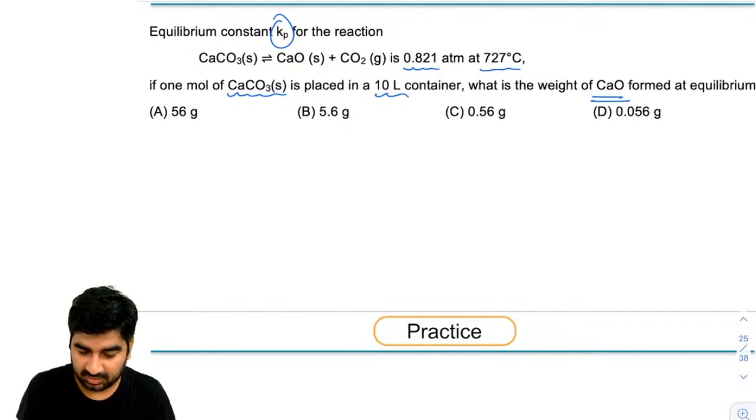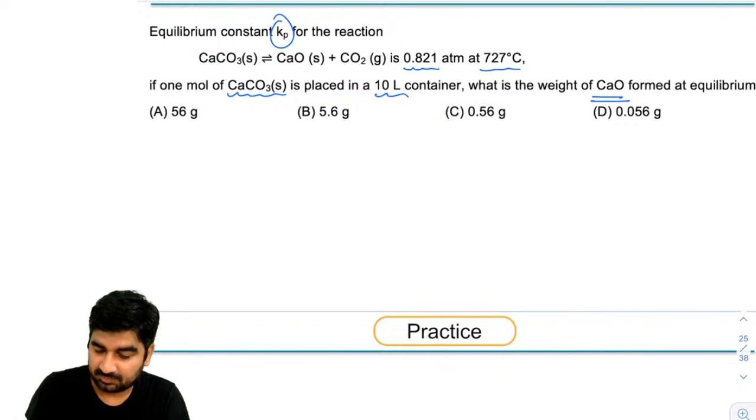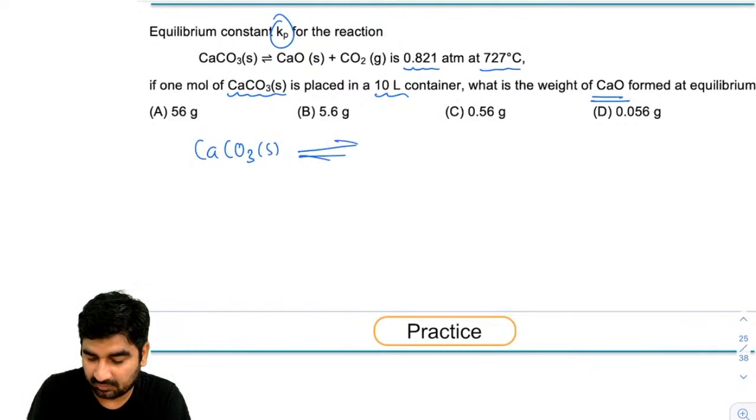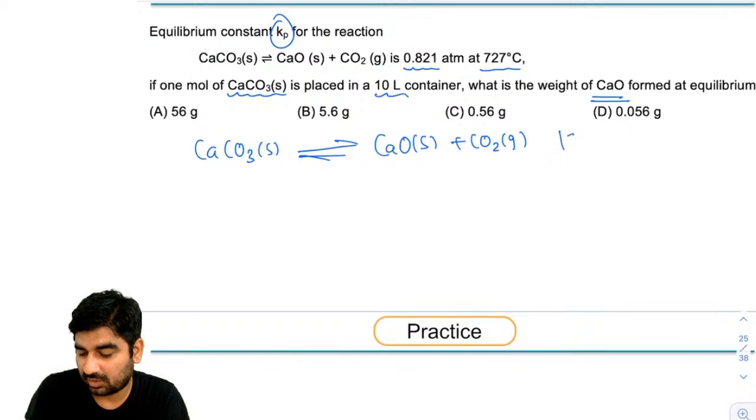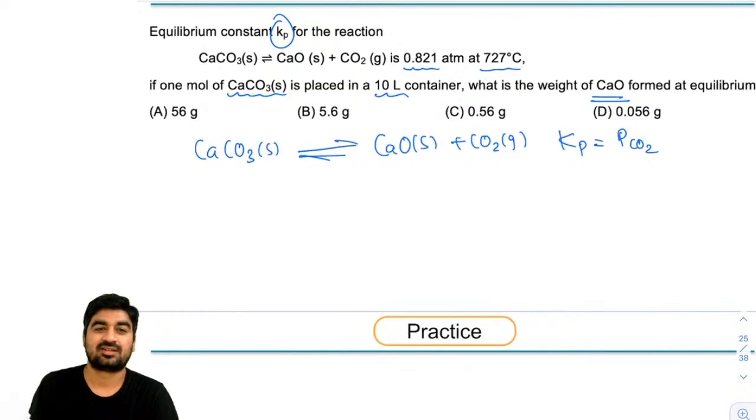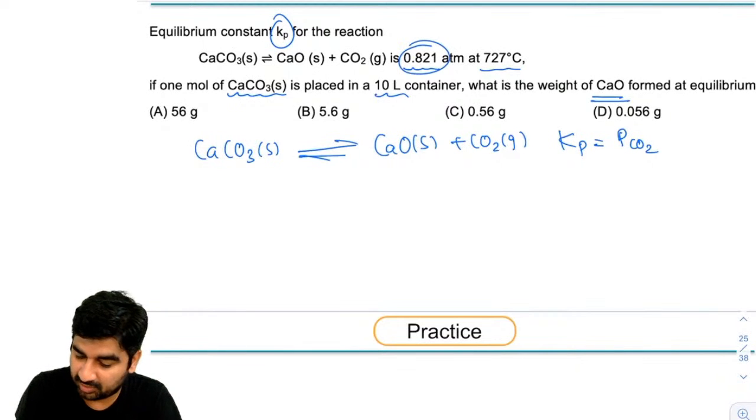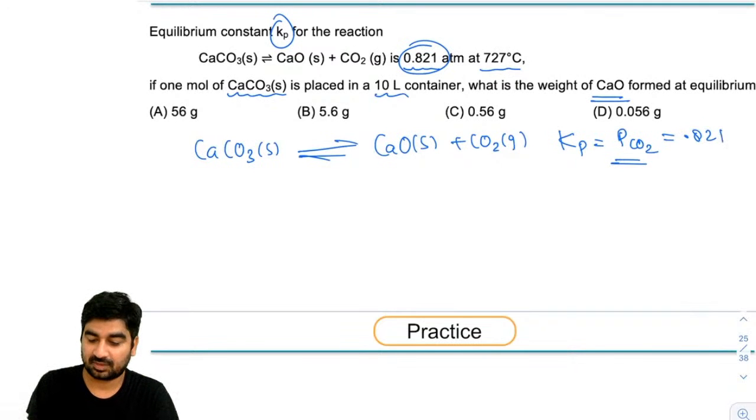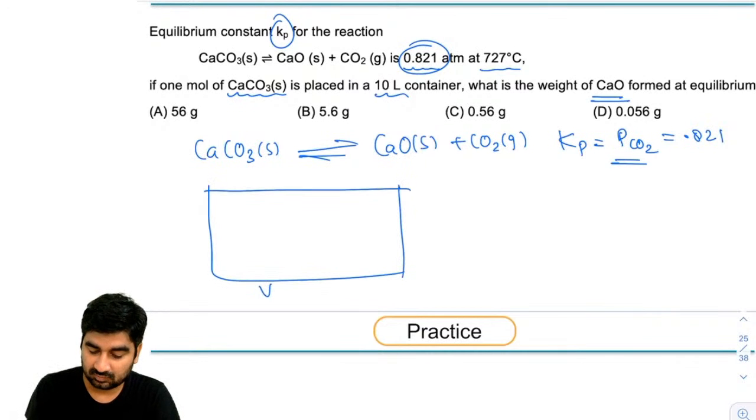So now I'm going to start it. Kp is given. So when you are writing CaCO3 solid, it is giving you CaO solid plus CO2 gas. So Kp will be equal to partial pressure of CO2, right, guys? And Kp is given as 0.821. So now you know the partial pressure of CO2, and all this reaction is taking place in a container. Volume of this container is 10 liter and temperature is 1000 Kelvin.